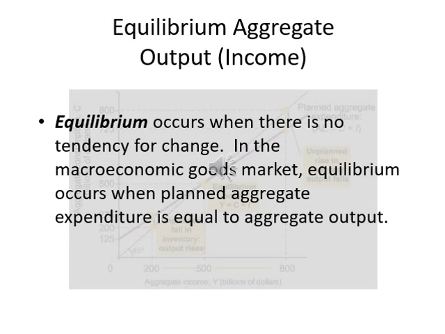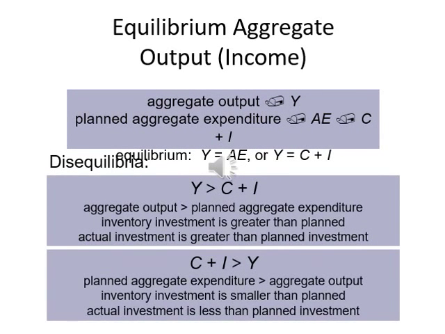Equilibrium aggregate output, income. Equilibrium occurs when there is no tendency for change. In the macroeconomic goods market, equilibrium occurs when planned aggregate expenditure is equal to aggregate output. Aggregate output equals what? Planned aggregate expenditure, AE equals C plus I. At equilibrium, Y equals AE, or Y equals C plus I.